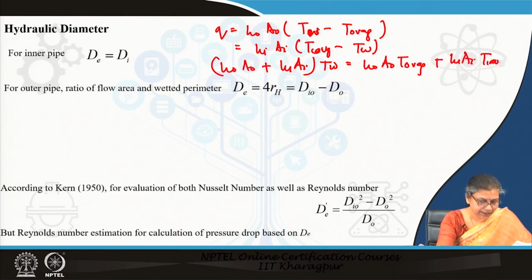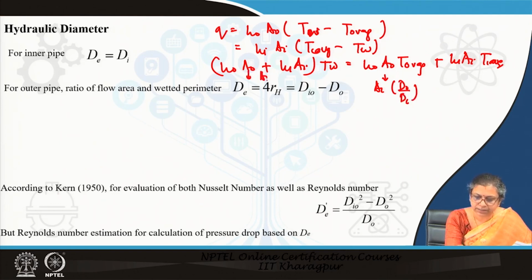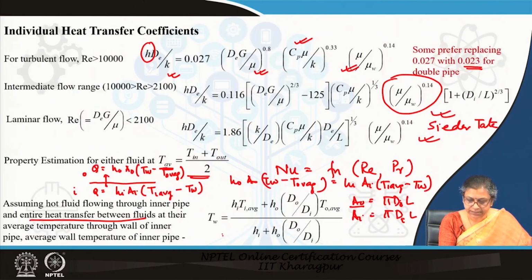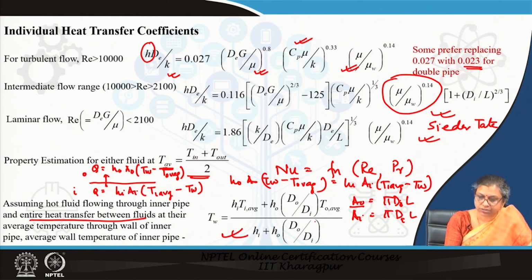Now, for these AO you can replace them with AI DO by DI. Here also you can replace it with AI DO by DI, and then if you substitute all this, in that case you can get an expression of TW which is given in this particular expression. So, you can work it out yourself. You find that under this condition you get the average wall temperature.